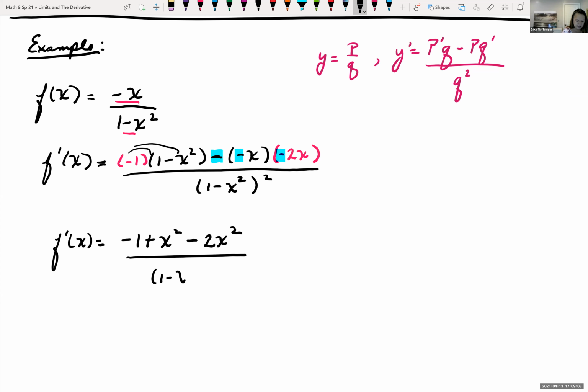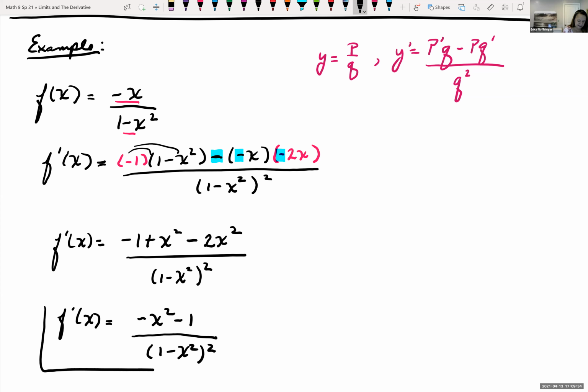I think I'm going to keep it in factored form for the denominator. So combine like terms in the numerator: x squared minus 2x squared is a -1x squared, or -x squared. And then we have that -1, all over our denominator, 1 minus x squared quantity squared. Okay, so that's the first derivative.